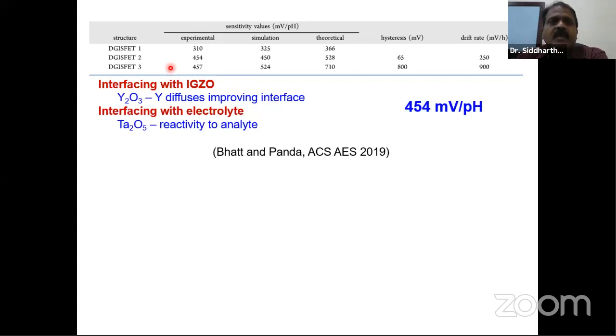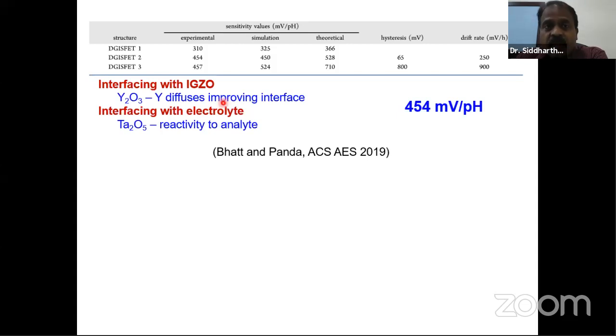So we looked at the DG FETs 1, 2, and 3. DG FET 4 again did not give results because it was damaged, and we found the reason why. Then we looked at the experimental values, we conducted simulation, and also looked at theoretical values. We found that DG FET 2 gave the best result, and that was because of the interface between the yttrium oxide and the IGZO semiconductor.